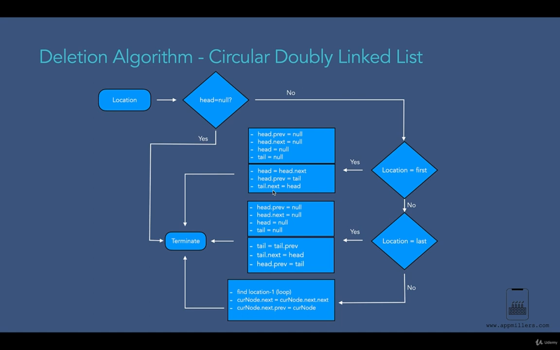Now with this we have come to the end of this lecture. In this lecture I have combined all three cases of deletion in one algorithm. Now based on this algorithm we are going to implement deletion of a node from CircularDoublyLinkedList in practice. So see you in the next lecture.